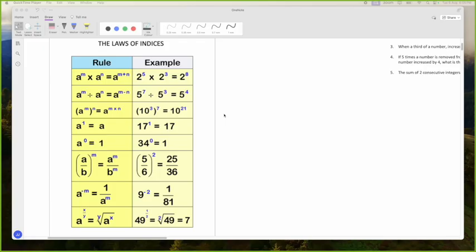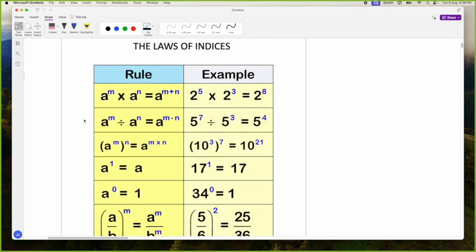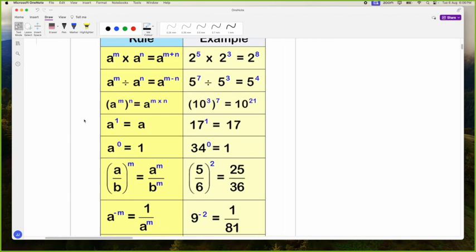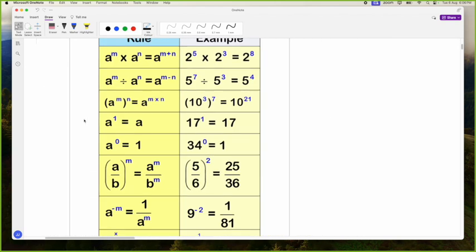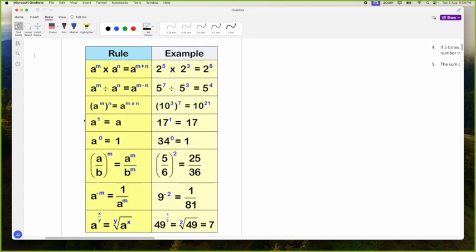All right, so we have the laws of indices. This is a summary of all the laws of indices, and just a reminder about them. First of all, with all of these laws, when it comes to addition and multiplication and all of that, mostly the base number must be the same. Mostly the base number must be the same, right?